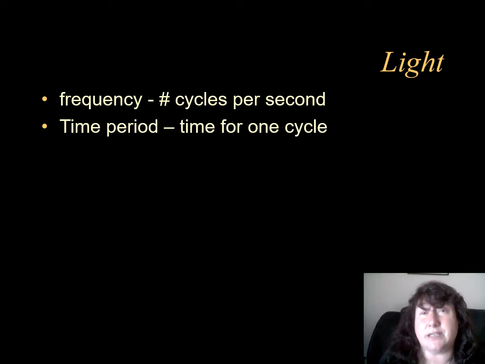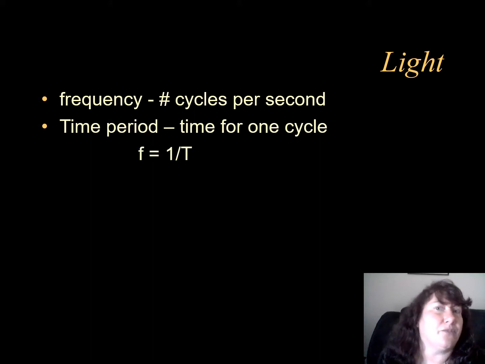Time period is the time it takes for one wave to pass by a point in space. Or you can also say that it's the time for one cycle to take place. There is a relationship between time period and frequency. They're inversely related, and that means that 1 over the time period is equal to the frequency, and 1 over the frequency is equal to the time period. Notice we use a lowercase f for frequency and a capital T for time period.